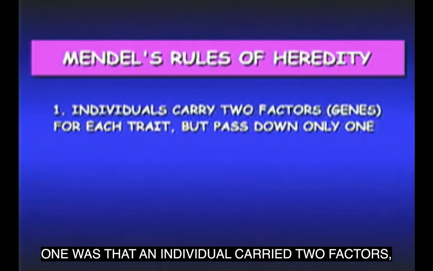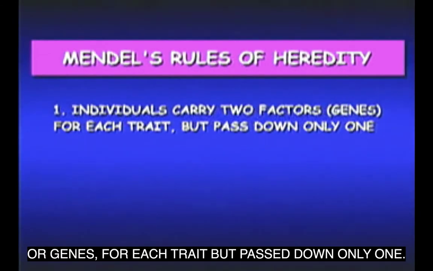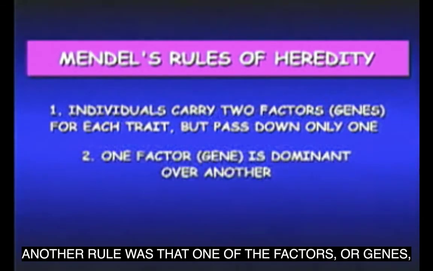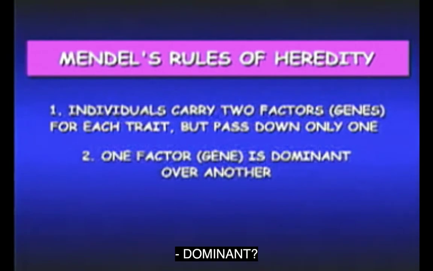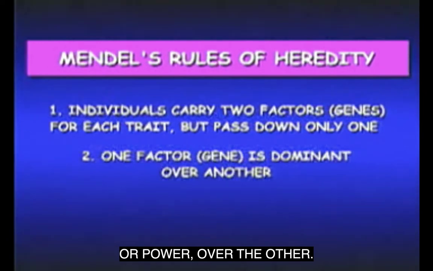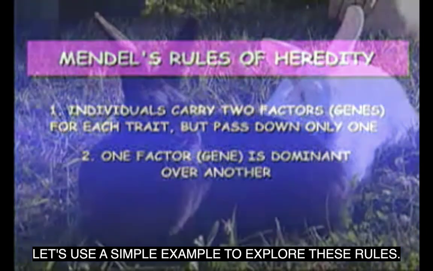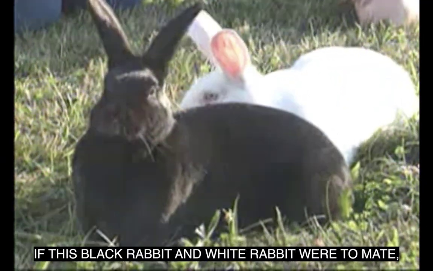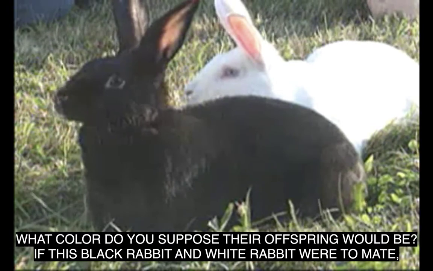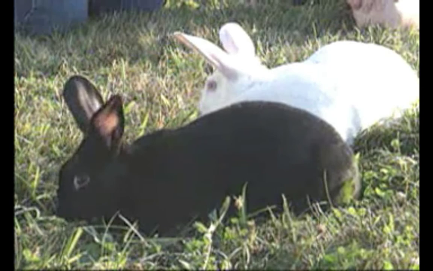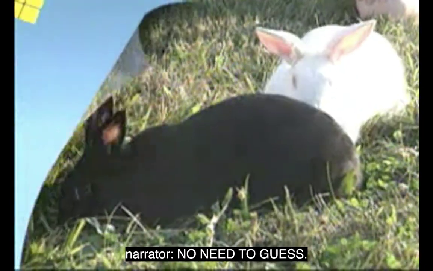One was that an individual carried two factors, or genes, for each trait, but passed down only one. Another rule was that one of the factors, or genes, was dominant over the other. Dominant? That means it has more influence or power over the other. Let's use a simple example to explore these rules. If this black rabbit and white rabbit were to mate, what color do you suppose their offspring would be? I don't know. Black? Maybe white? How about gray?